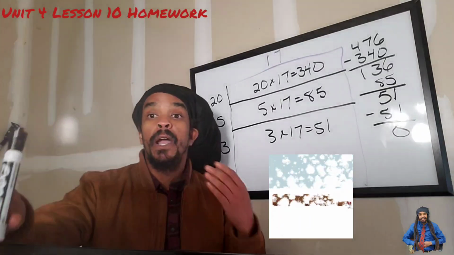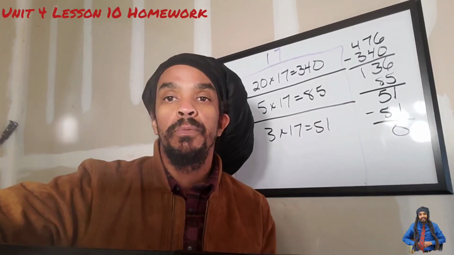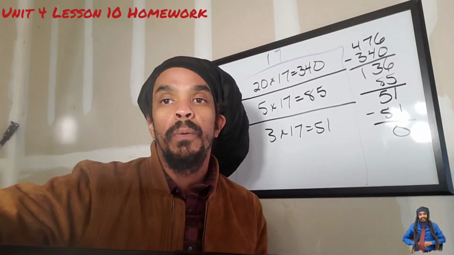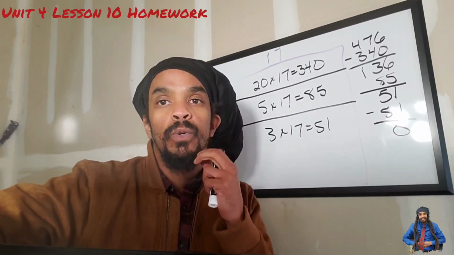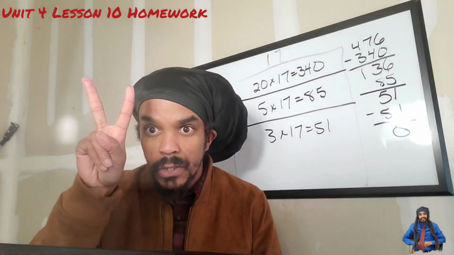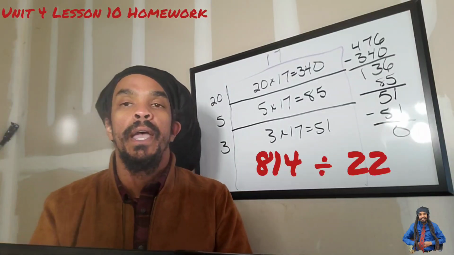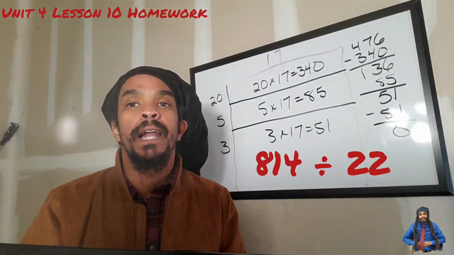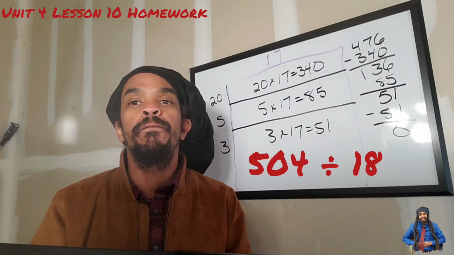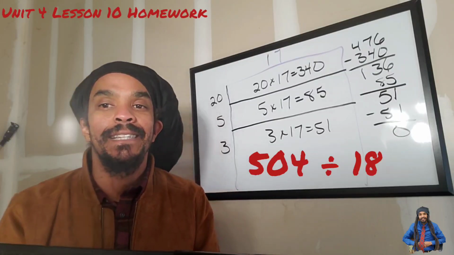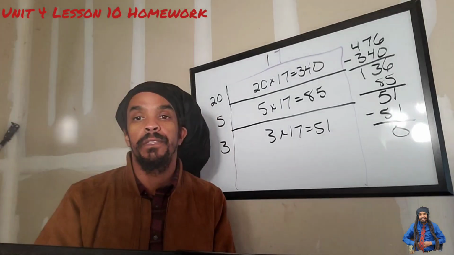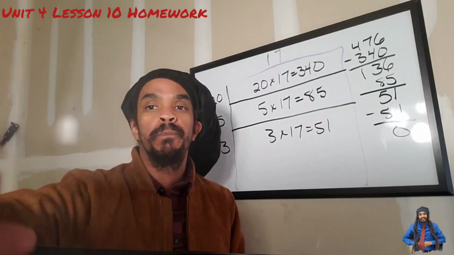Now I want you to apply these same strategies that I used to answer these last couple problems. For the people who are going to tell me, oh, I didn't get the homework paper, these are the last 2 problems. These are the problems I'm checking for in the morning. 814 divided by 22, and the last problem is 504 divided by 18. And you're going to use this area model method for the rest of those problems. All right?